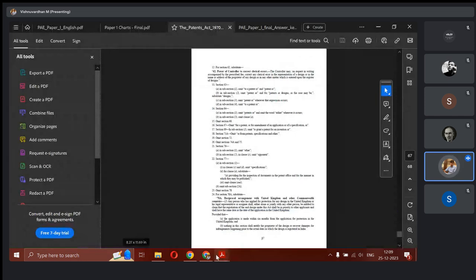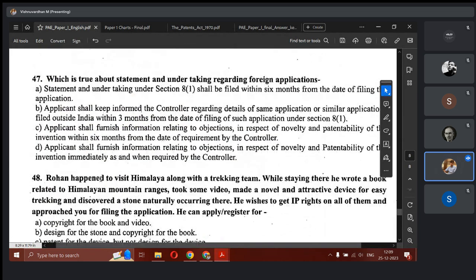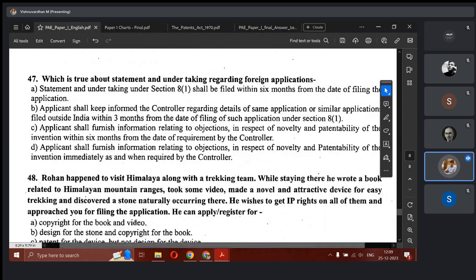Apart from that, coming back, the exam is fantastic. They cover the entire syllabus. They don't leave any portion unchecked. Okay, so 47, the last 3 questions were done. Which is true about statement and undertaking regarding foreign applications? Immediately your mind has to go to section number 8, section number 39, and form number 3.